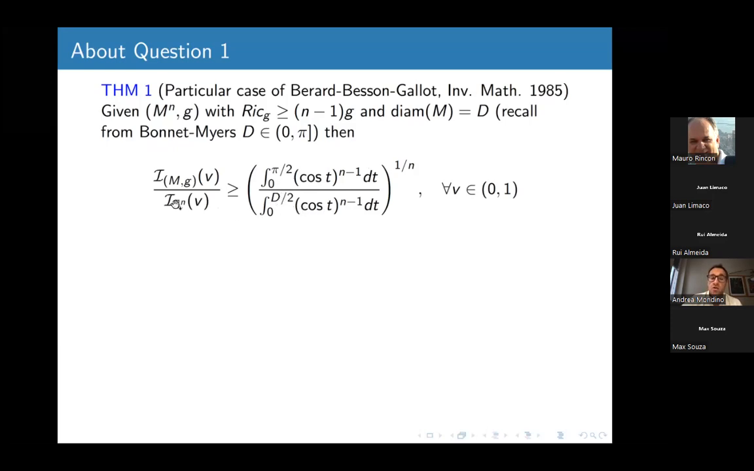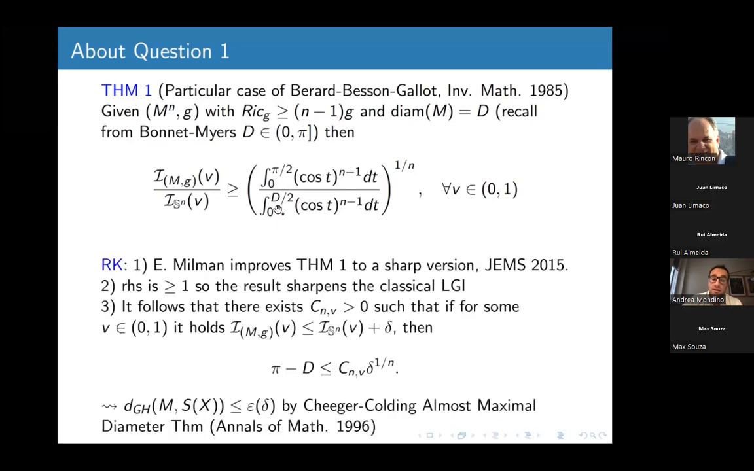All right. So if the equality is achieved in the Lévy-Gromov inequality, you see suddenly that the diameter must be equal to pi. Okay. But this is stronger because it also says that if the ratio on the left-hand side is close to 1, then also the one in the right-hand side must be close to 1, which means that the diameter must be close to pi in a quantitative sense. One can really quantify it.